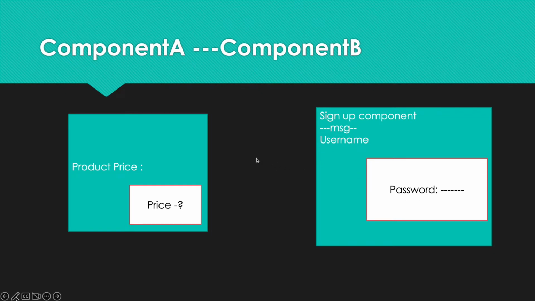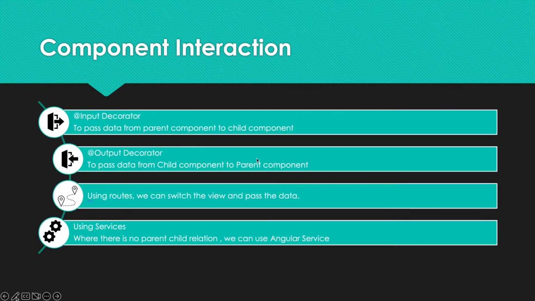For this kind of interaction, we need to use a few annotations like the @Input decorator. If we need to send data from parent to child, we are going to use @Input, and @Output is used to send the data from child to parent component. Without a parent and child relationship, we can still pass the data by using routes and services. In the upcoming videos, we will see the routes and services. Now let's see an example of @Input and @Output decorators.